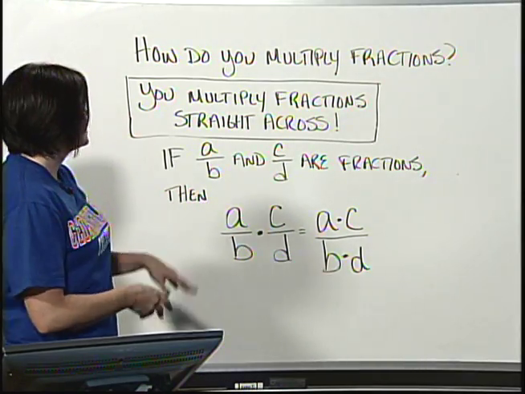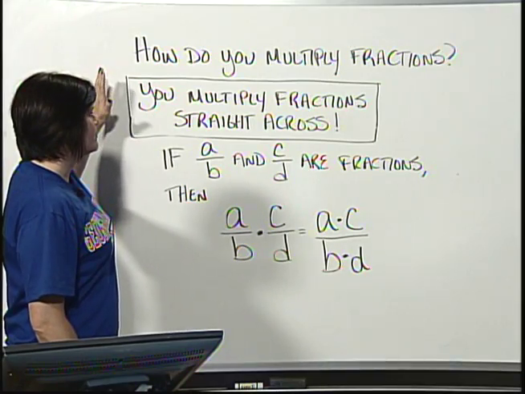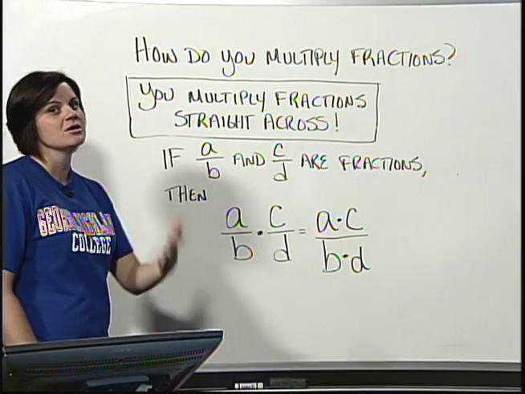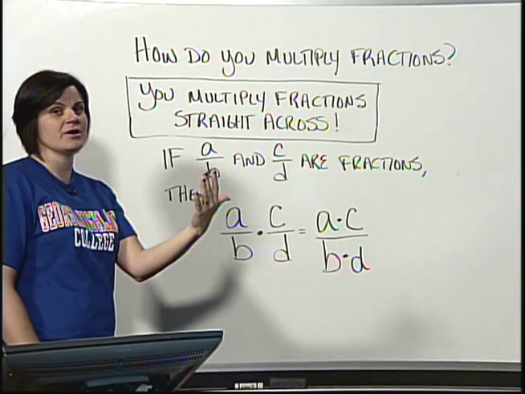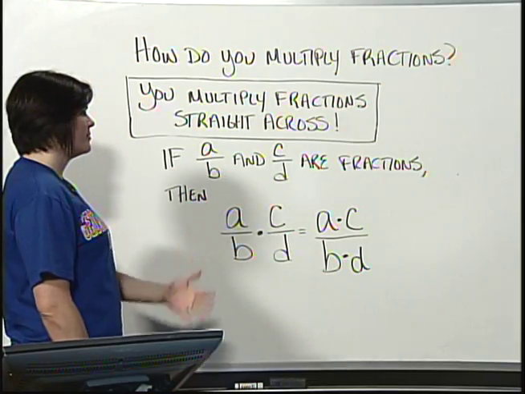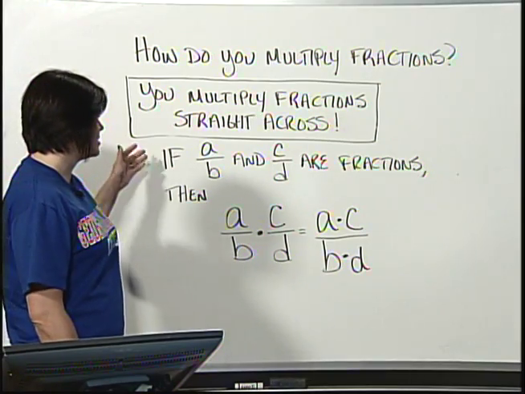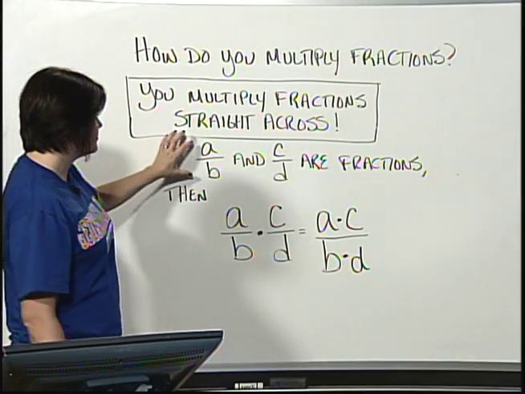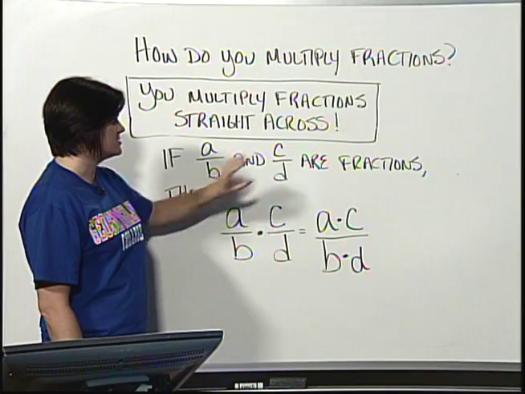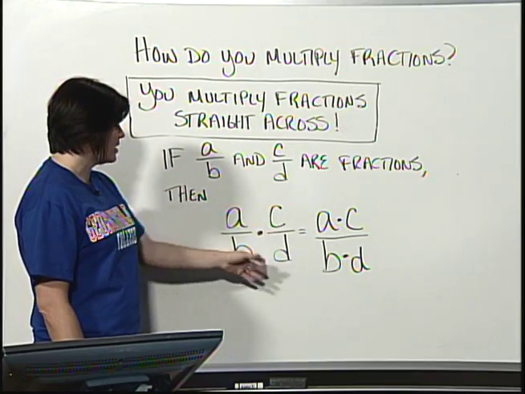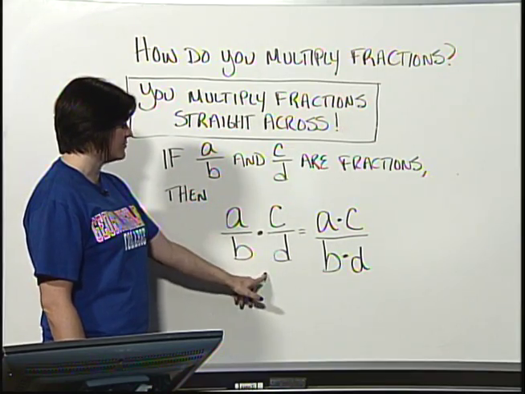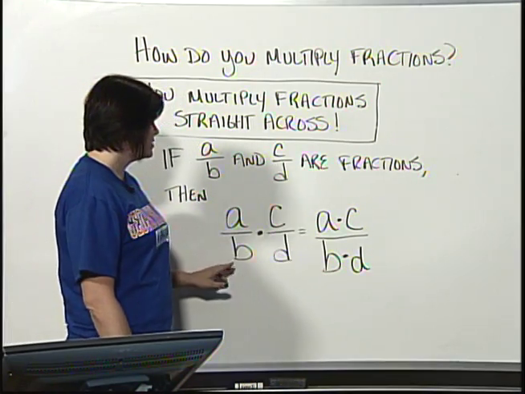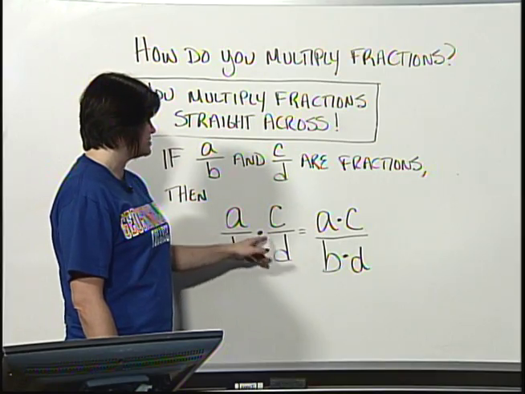So we have our rule that you just multiply fractions straight across, meaning you multiply the numerator with the numerator and the denominator with the denominator to get your resulting fraction. So in theoretical terms, if you have the fraction a over b and c over d, and you multiply them, a over b times c over d, you multiply the numerators, a times c, and then come back and multiply the denominators, b times d.